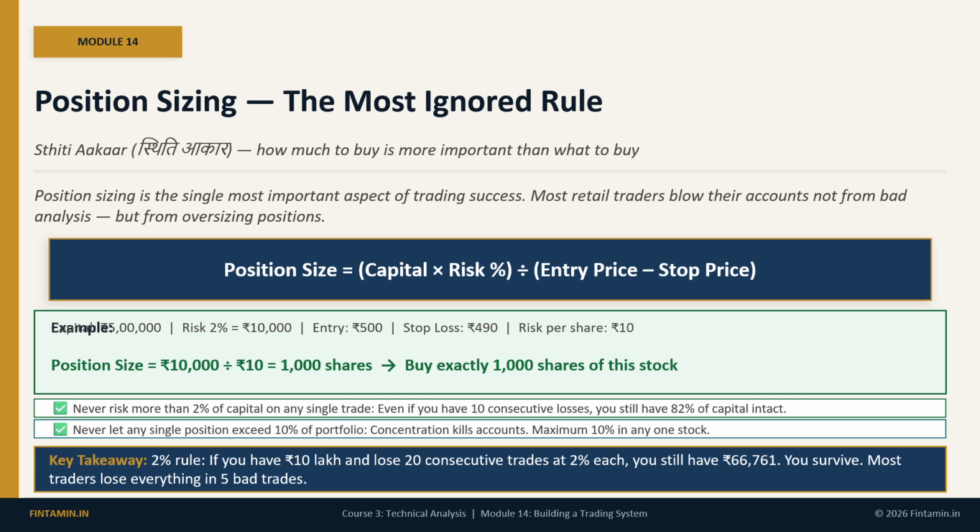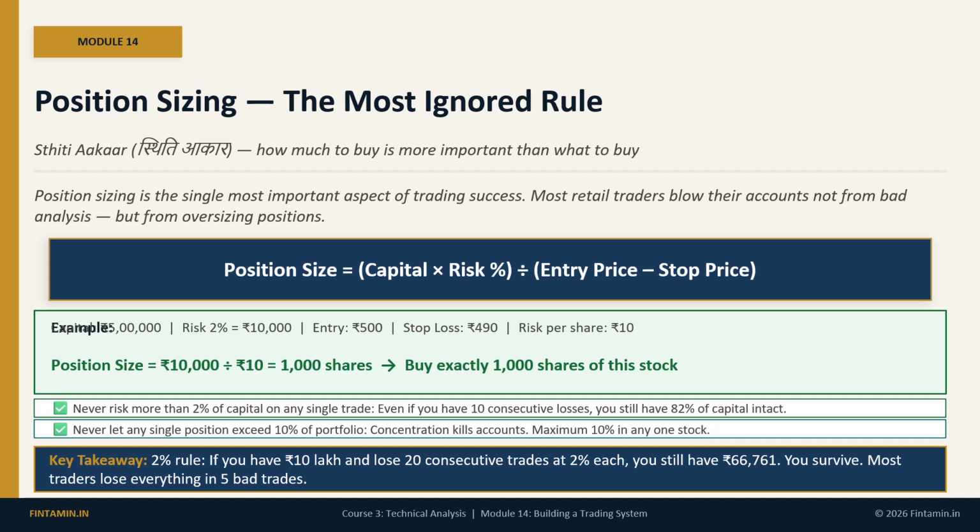Example: you have 5 lakh rupees. Your risk 2% equals 10,000 rupees per trade. You want to buy Nifty futures at 22,500 with a stop at 22,490, a 10-point stop. Position size equals 10,000 divided by 10 equals 1,000 units, or one lot of Nifty futures, since each lot is 75 units, approximately 5,600 rupees at risk, well within 2%.